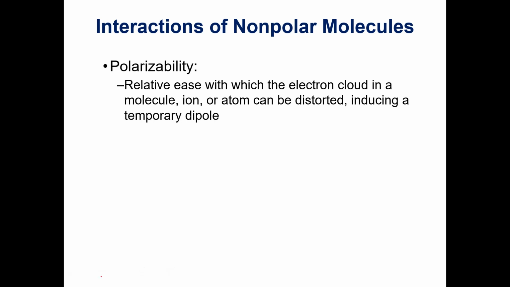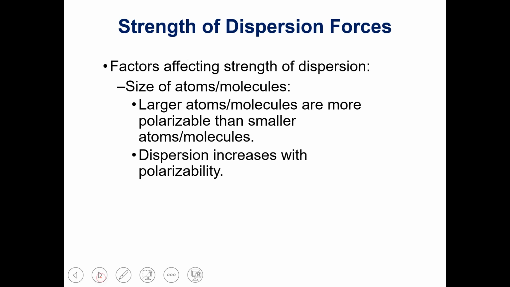So when you're dealing with a nonpolar molecule, what is it that makes a molecule polarizable? Well, polarizability is defined as the ease to which an electron cloud in a molecule, an ion, or an atom can be distorted and cause a temporary dipole. So we're going to talk about the things that determine how easily we can distort an electron cloud, meaning how easily we can polarize something. These are some of the factors that affect how easily we can polarize a nonpolar molecule.